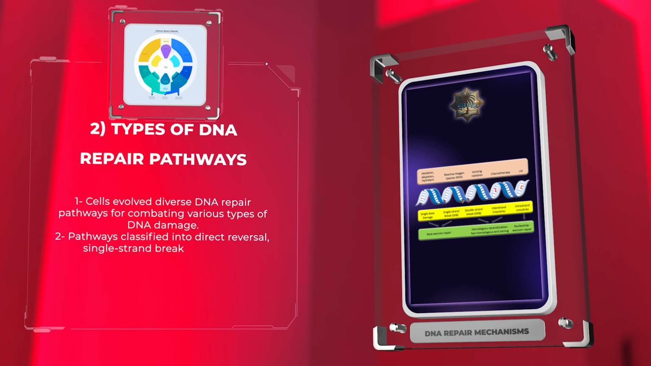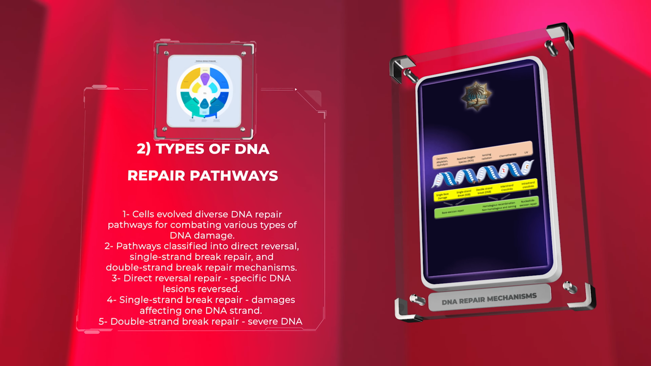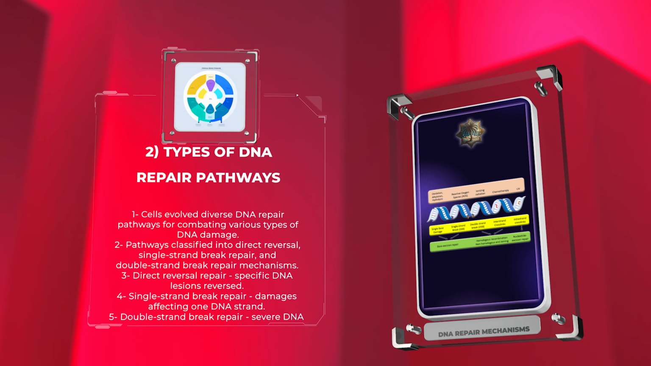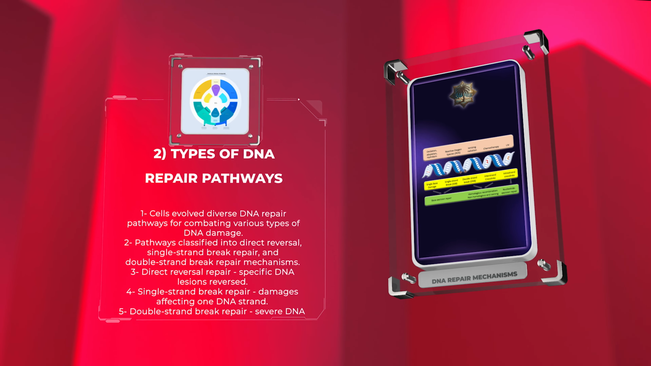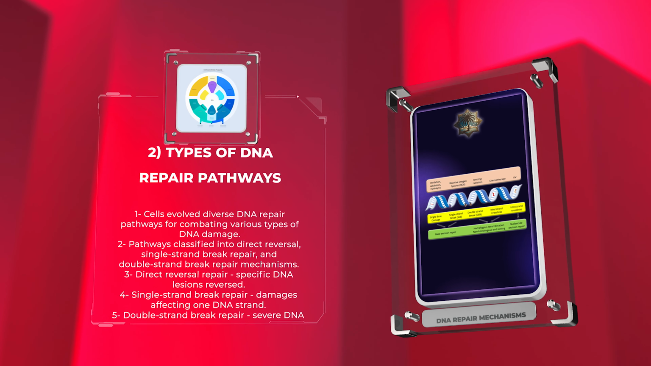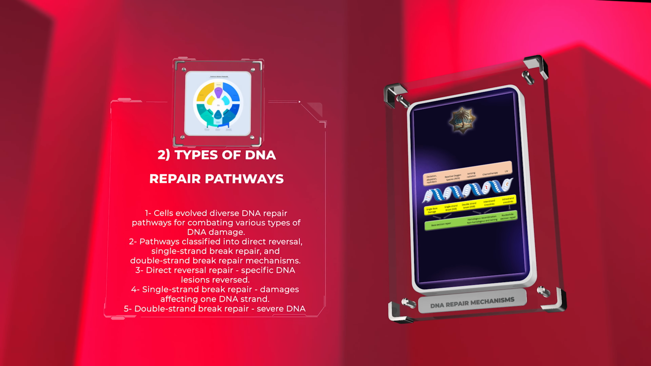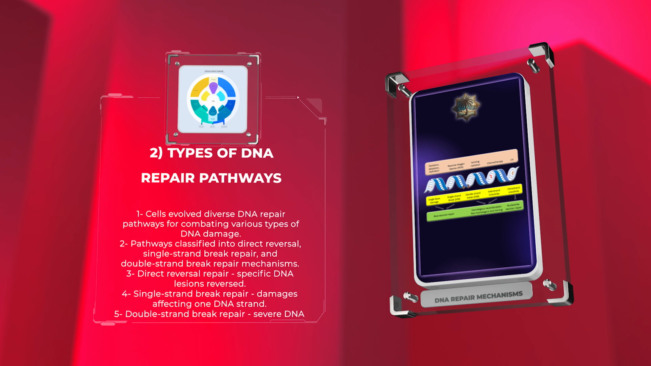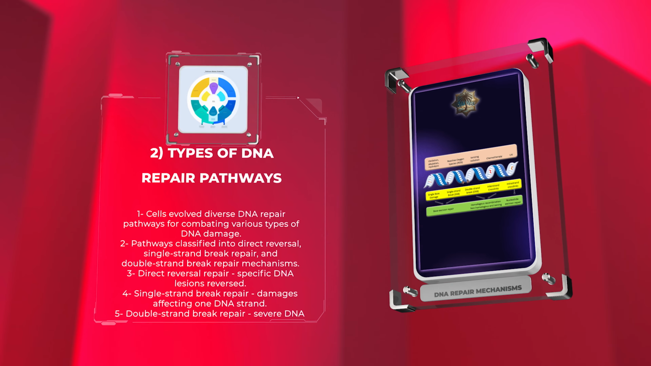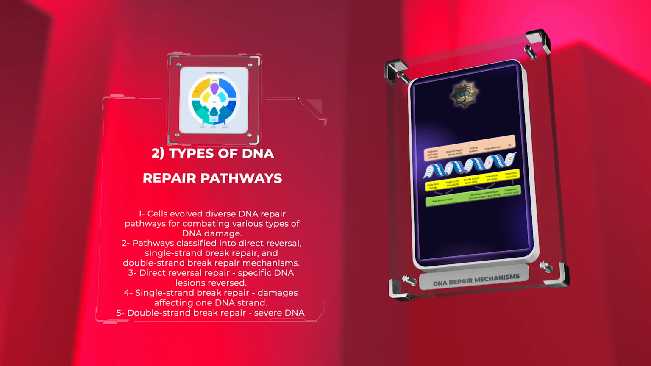Cells have evolved diverse DNA repair pathways to combat the various types of DNA damage. These pathways can be broadly classified into direct reversal, single-strand break repair, and double-strand break repair mechanisms. Direct reversal repair involves the direct reversal of specific DNA lesions, while single-strand break repair primarily deals with damages affecting one DNA strand. On the other hand, double-strand break repair mechanisms are responsible for repairing severe DNA damages affecting both strands.